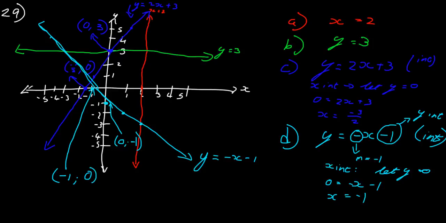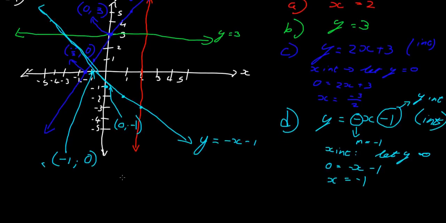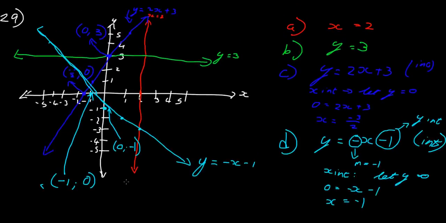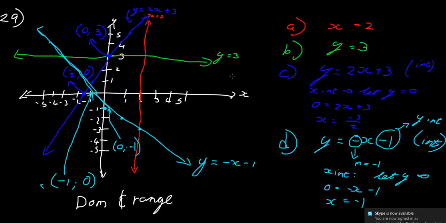That's question 29 done. Oh, it's not. I almost missed this. They also say, give the domain and range of each line. So on top of all of this, they also want your domain and range. So the domain is all of the x points that a line spans, and a range is all of the y points that this thing is going to span.